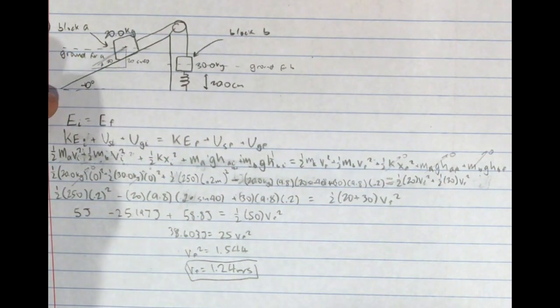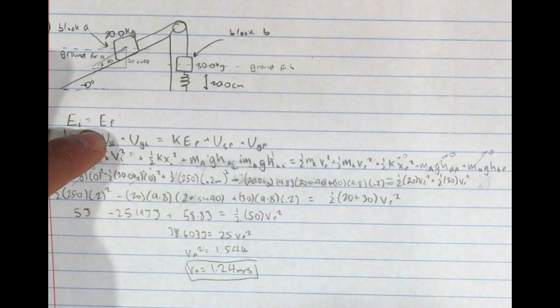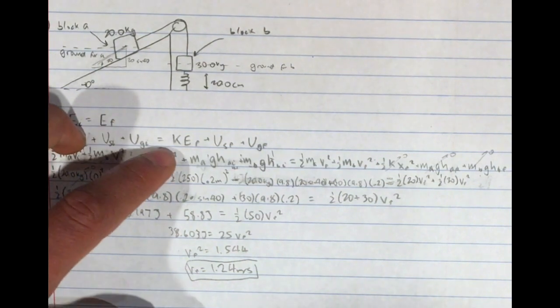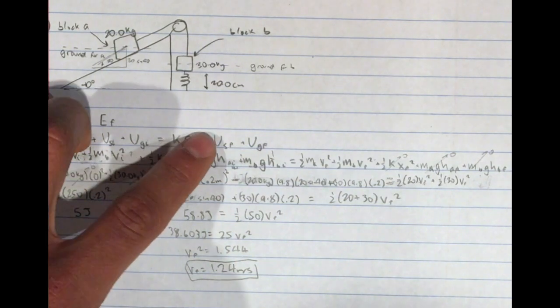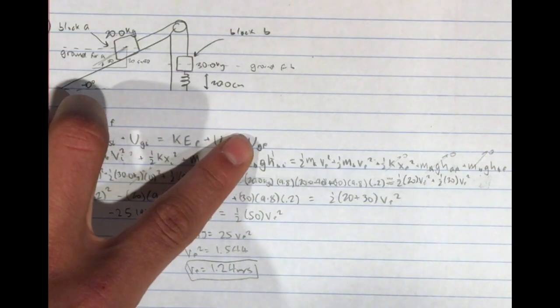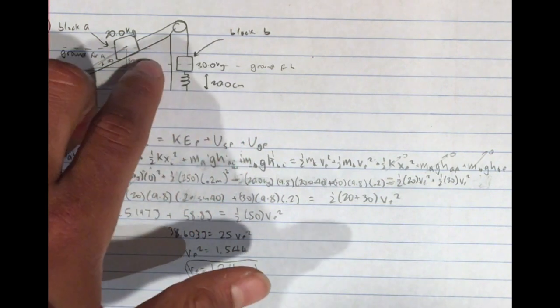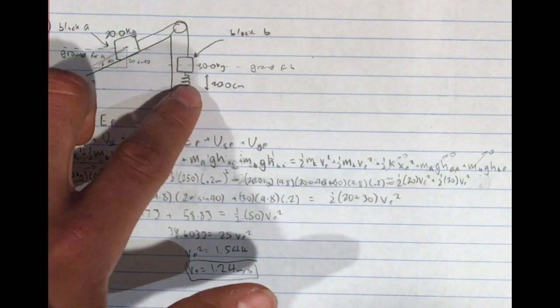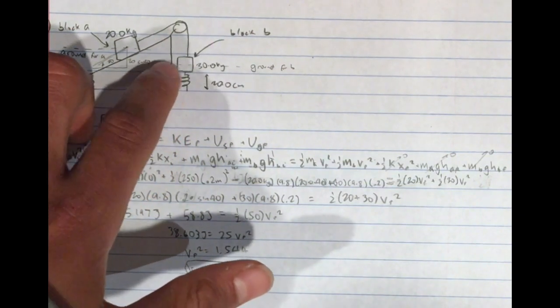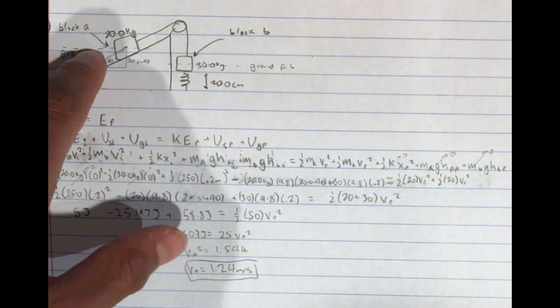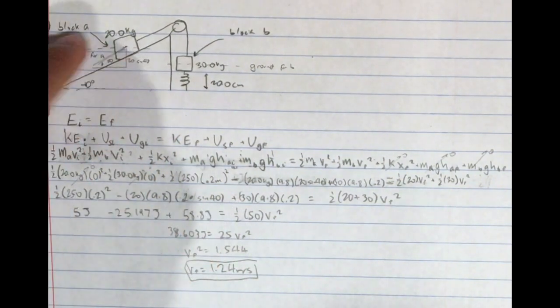So we're going to use the conservation of energy here. For the initial setup, we have kinetic energy, the spring potential, and gravitational potential. And similarly in the final, we'll also have kinetic energy, spring potential, and gravitational potential. And for the gravitational potential, I set that when the spring is 20 centimeters, that's going to be the 0 for block B, and that's also going to be the 0 for block A.